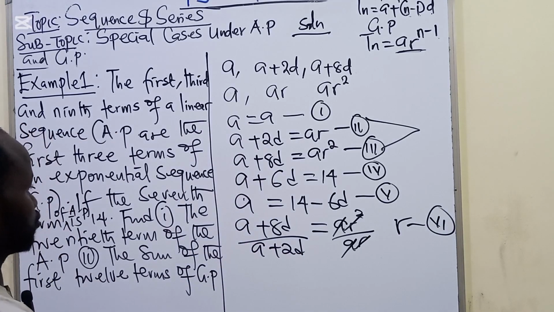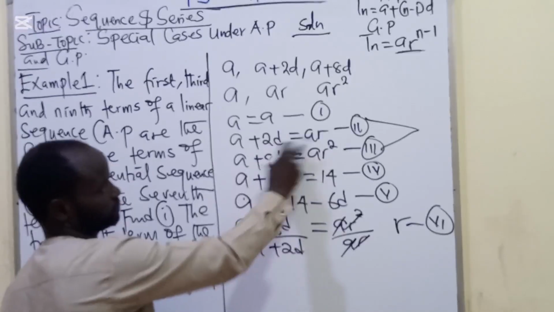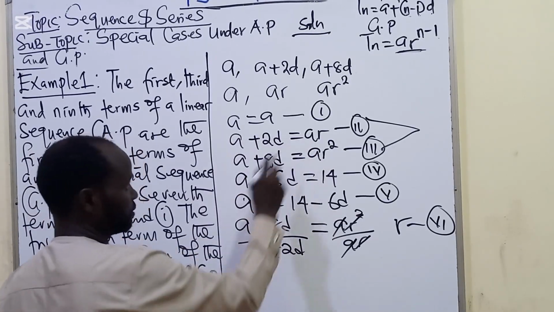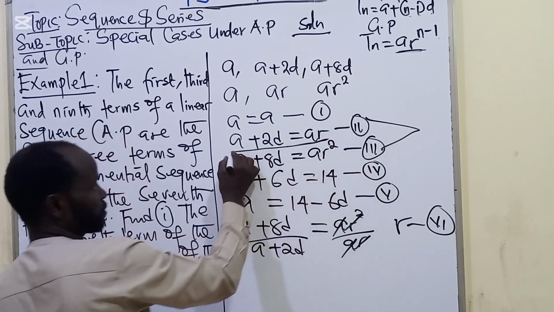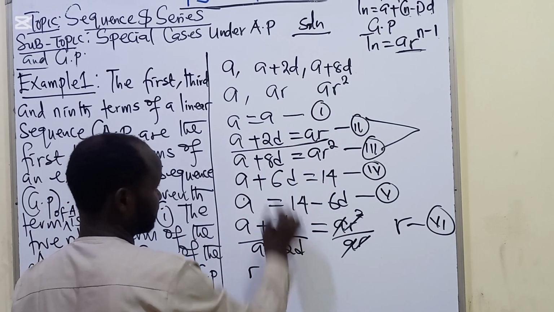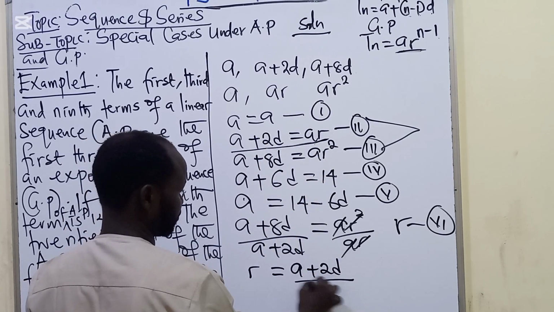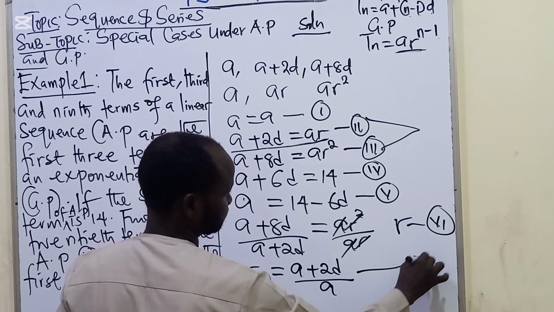Again, from equation 2, we can make R the subject of the formula. If we make R the subject from here, that's dividing both sides by A, R will be A plus 2D divided by A. Let's call this equation 7.